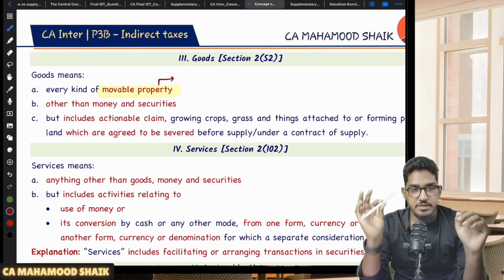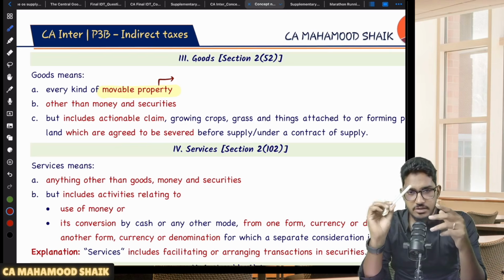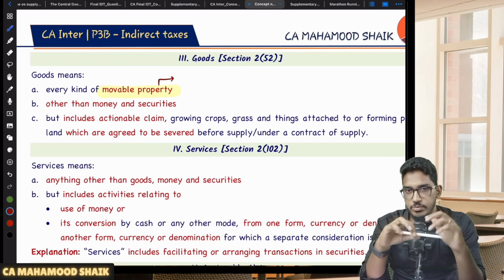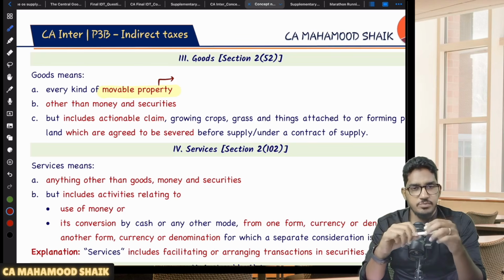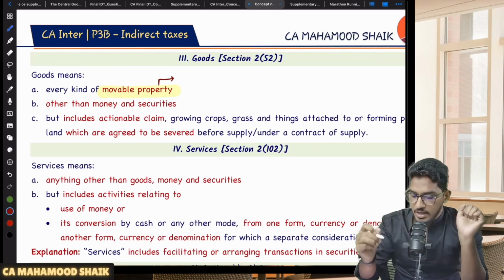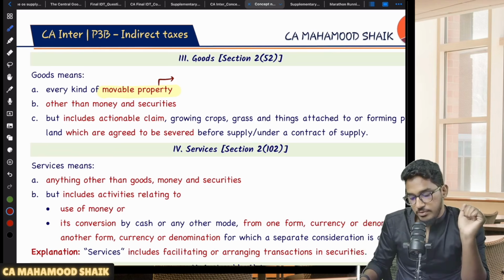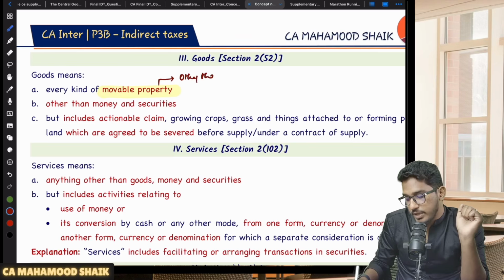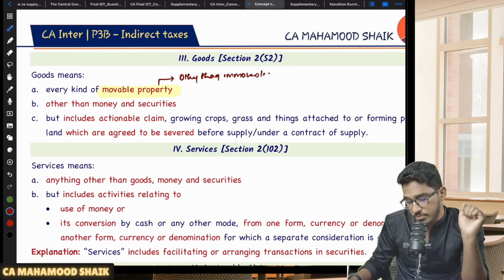Like for example, if you take this mic, movable property. If you take this pencil, movable property. If you take a car, movable property. So like that, any kind of movable property will fall under goods. But what is the exact meaning of the term movable property? They say that movable property means other than immobile property.